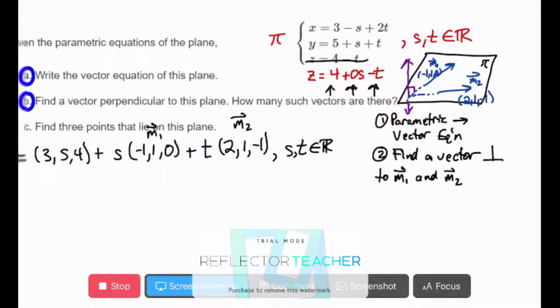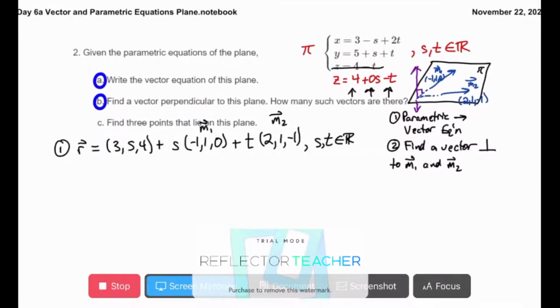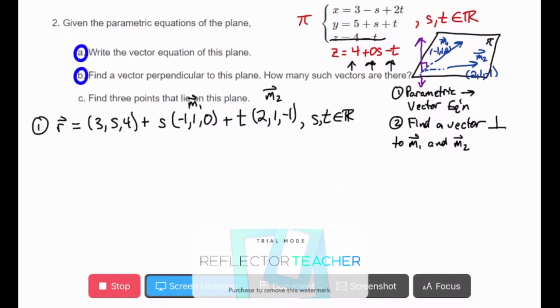And do we know any way of doing that? If you're not sure, pause the video for a moment and think, do I have a tool in my toolbox for finding a vector perpendicular to two other vectors? Or if you already know the answer, then congratulations. So pause here if you want to think for a moment. Otherwise, I will tell you that we need a cross product.